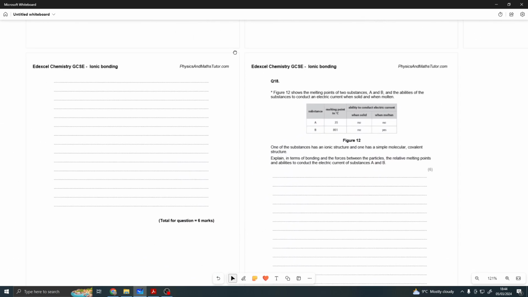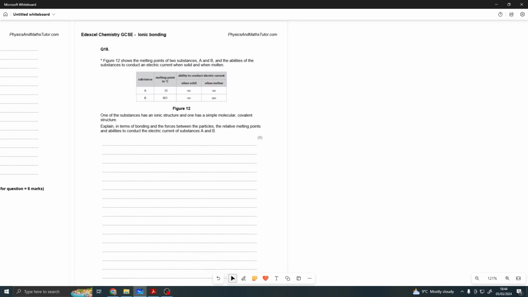Okay. Now, last couple of pages. This one is just an extension page of the page we've already done. It's more space to write stuff on. Maybe draw your lattice diagram. Maybe you didn't use it. Maybe you did. It's a lot of room. The next and final one asks you to write about two substances. It says one of the substances is ionic and one is simple molecular. It's very nice of them to tell you that. They might have expected you to work that out. Explain in terms of bonding and the forces between the particles, the relative melting points and abilities to conduct electric current of substances A and B.